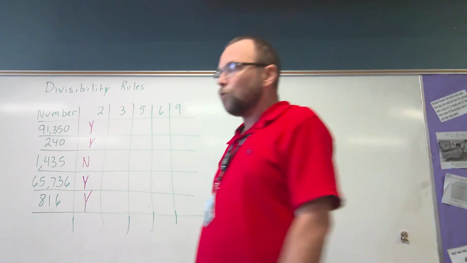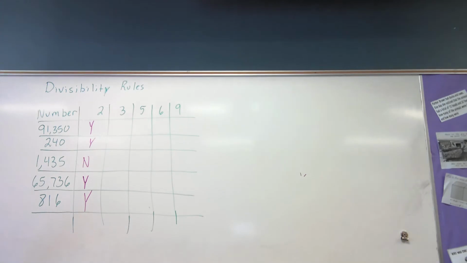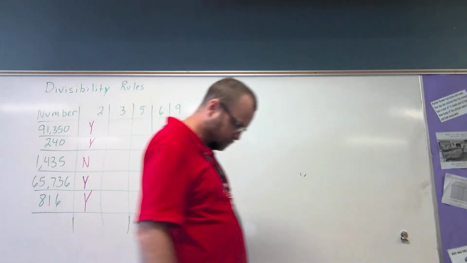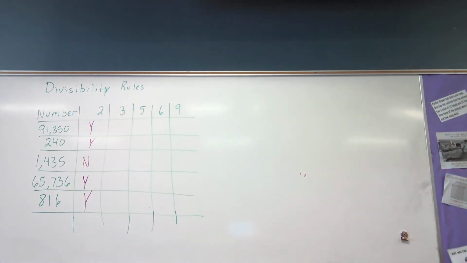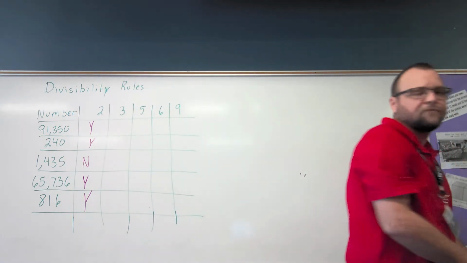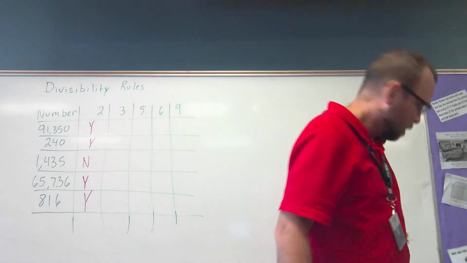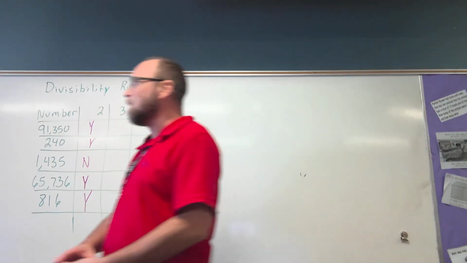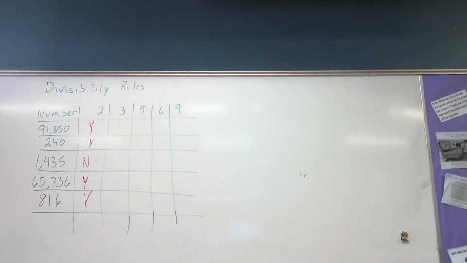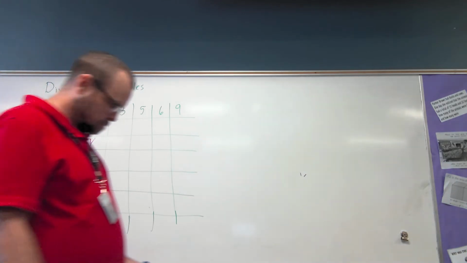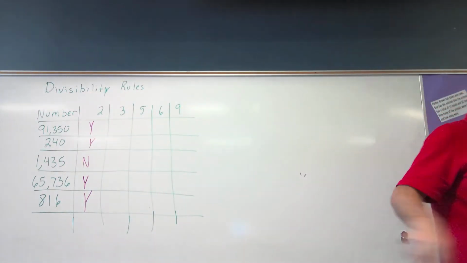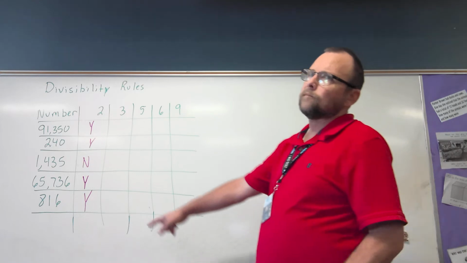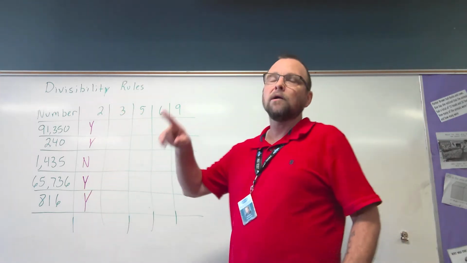The divisibility rule for 3, Alexis, what is it? The sum of the digits is divisible by 3. So Q, when it says the sum of the digits, what do you think that means? All the digits, the numbers in that digits, adding up. Good. Is divisible by 3.